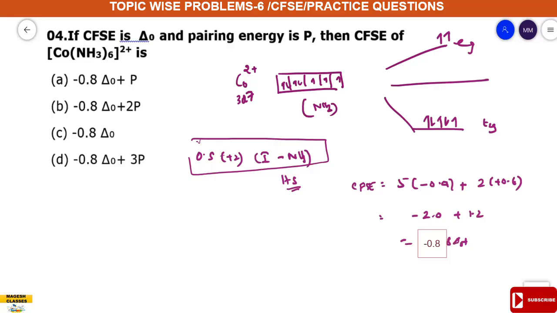Then to find out the pairing energy, you have to calculate the number of pairings. Most of the time we commit a mistake. What is that mistake? Two electrons are paired here, so there is a possibility of ticking the answer with 2p. But it is not so.